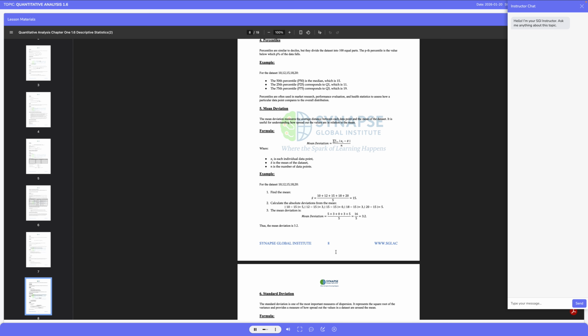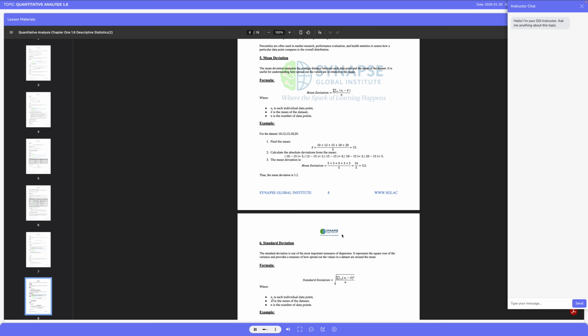For example, consider the dataset 10, 12, 15, 18, and 20. The mean of the dataset is 15. The absolute deviations from the mean are 5, 3, 0, 3, and 5. Adding these values gives 16. And dividing by 5 gives a mean deviation of 3.2. This result tells us that, on average, the data values deviate from the mean by 3.2 units. In business, mean deviation can be useful for assessing consistency in performance or customer satisfaction scores.